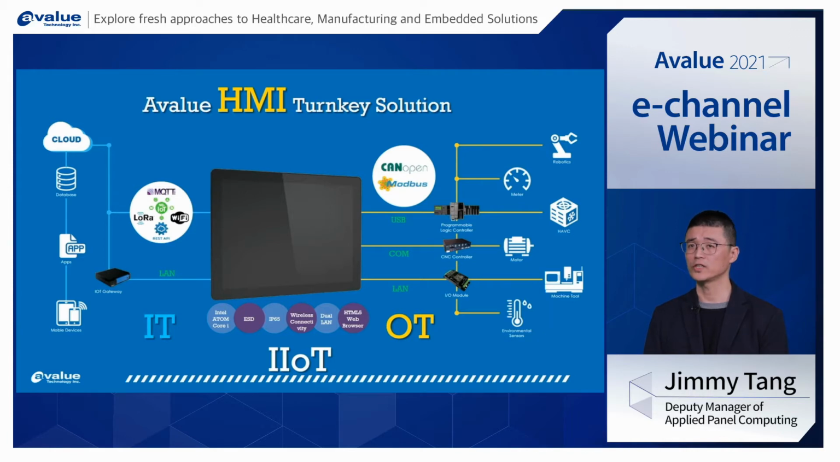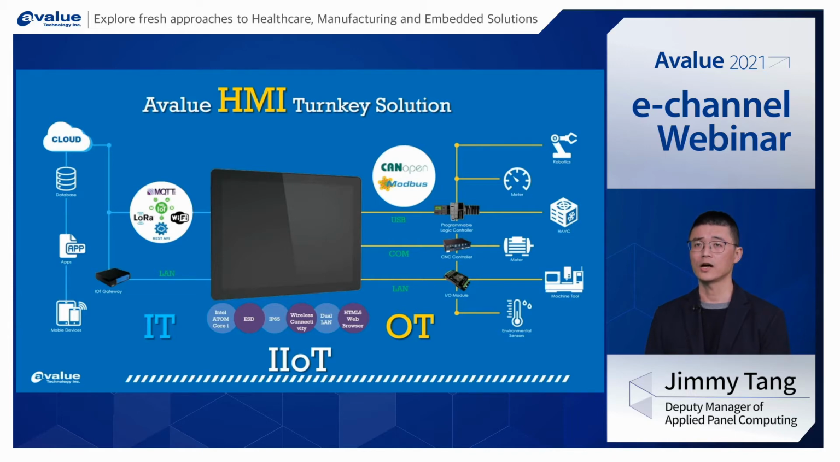That is a lot of sensors connected with the PLC or CNC controller, like I/O modules via protocols like CAN bus and Modbus, through the USB or COM ports connected to the panel PC. And on the left-hand side, you can see a lot of these belong to the IT sections.